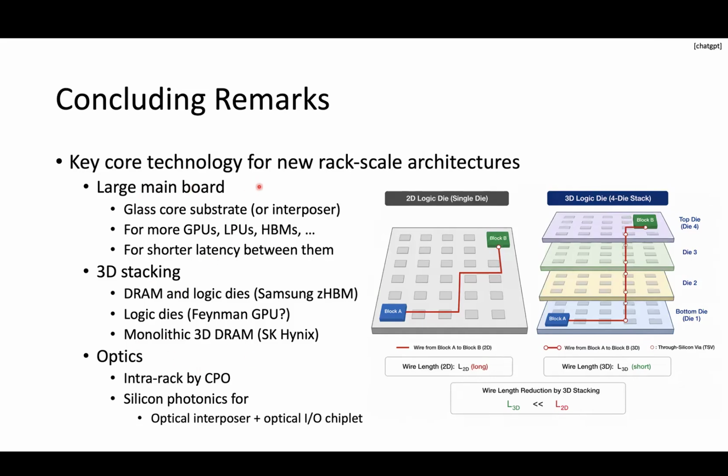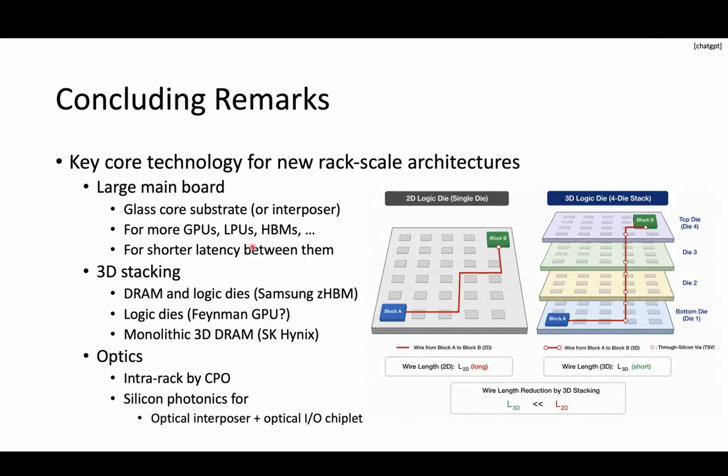So they are core technologies for new rack scale architecture. Basically, we will use a large mainboard because inside a single rack, we should be able to do more computation. We should be able to store more data. So to do that, basically we need a large mainboard. And on a large mainboard, we can place more silicon chips.